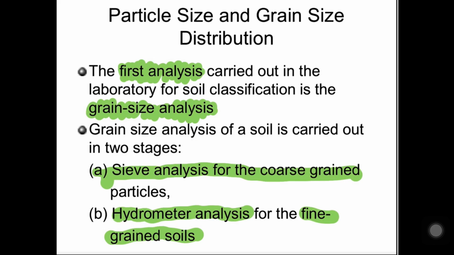The grain size analysis is essential because it helps us determine the distribution of different particle sizes in a soil sample, which in turn tells us a lot about the soil's behavior and how it might perform in different applications. Now let's dive into how this analysis is done. Grain size analysis of soil is typically conducted in two stages, depending on the particle size we are dealing with.